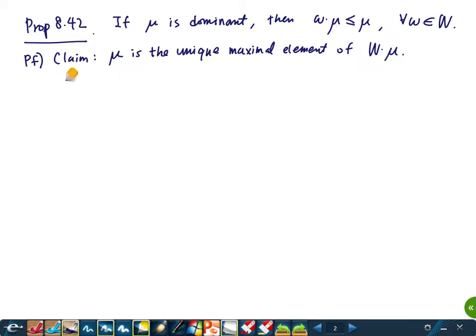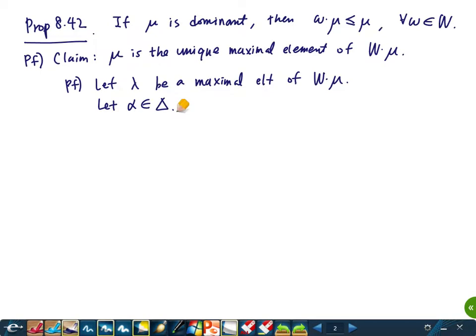So proof of the claim. We can find a maximal element. Let lambda be any maximal element. Because it's finite, we can always find a maximal element. There could be many, at least one. And let's consider any simple root, and we want to show that, first of all, if this is a maximal element, then we cannot have this.